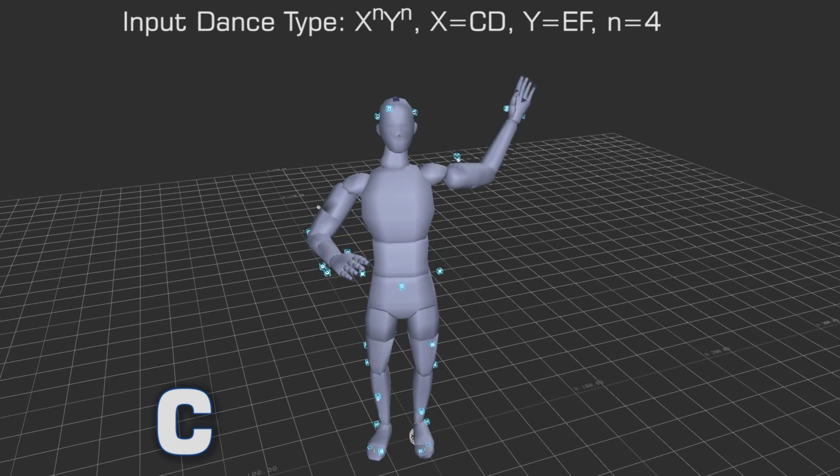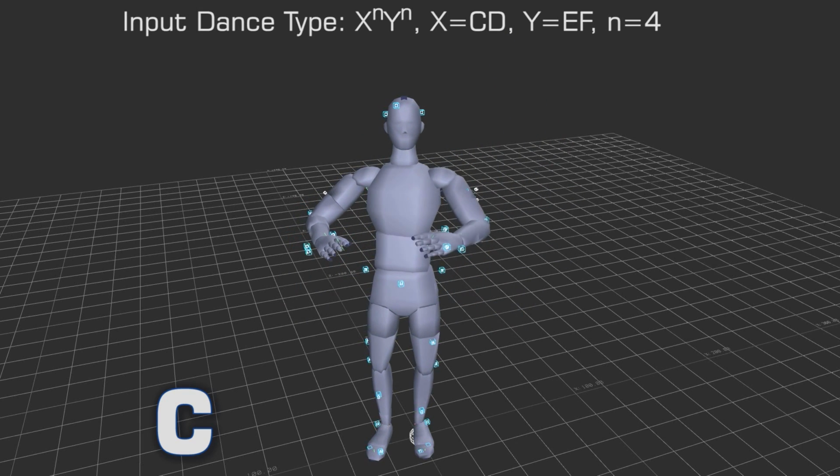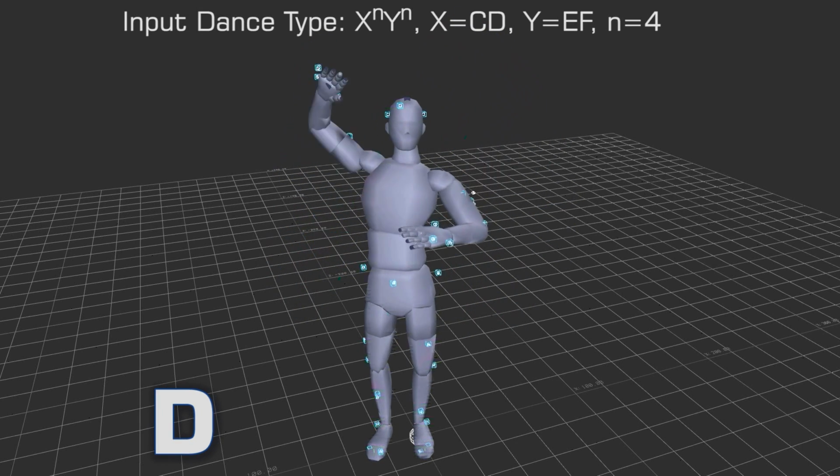We now show some testing examples of 3 types of dances composed of longer sequences of motion primitives. In this test, the human rotates their left and right arms for 4 times in alternating order, followed by turning the head left and right the same number of times.